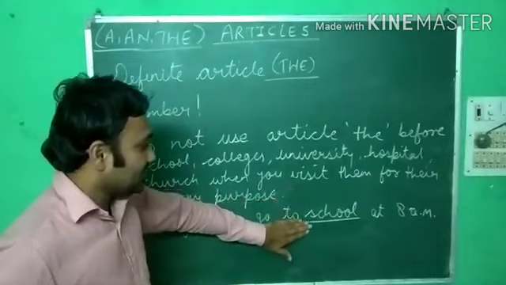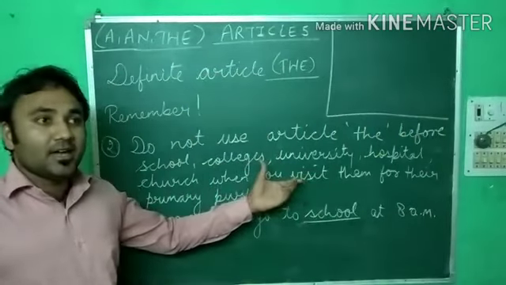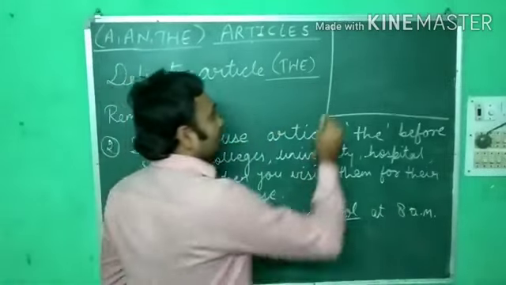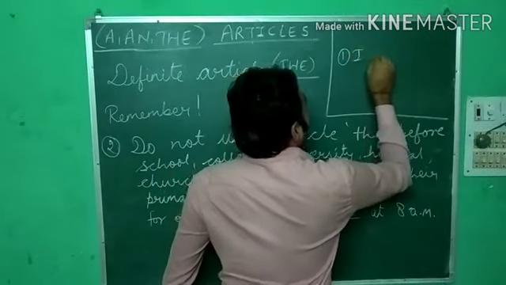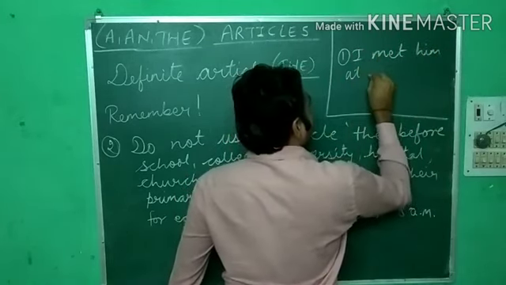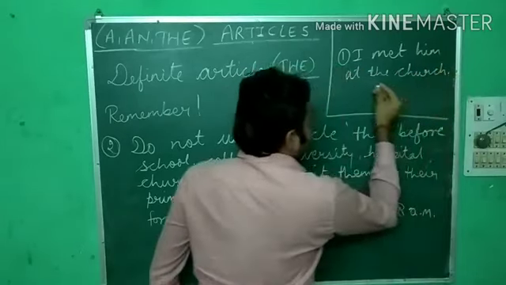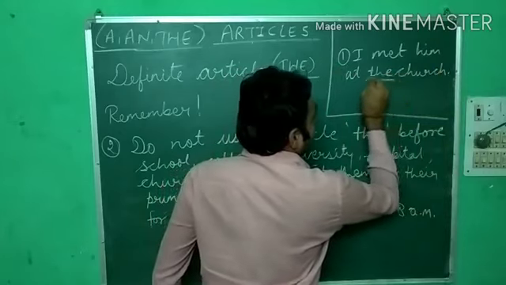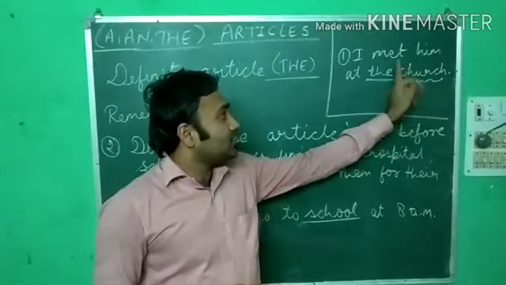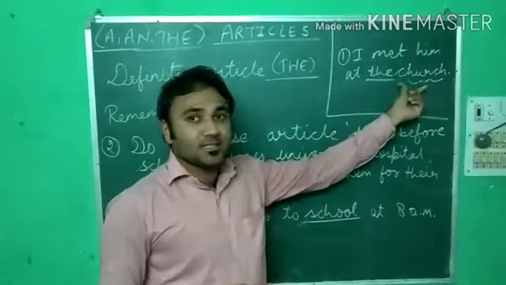But remember students, you can use article the when you refer to these places, to tell about a definite place. For example, if you want to say, I met him at the church. In this sentence, you have used article the before church because you are telling a person that you met him at a definite place, and that place was church.